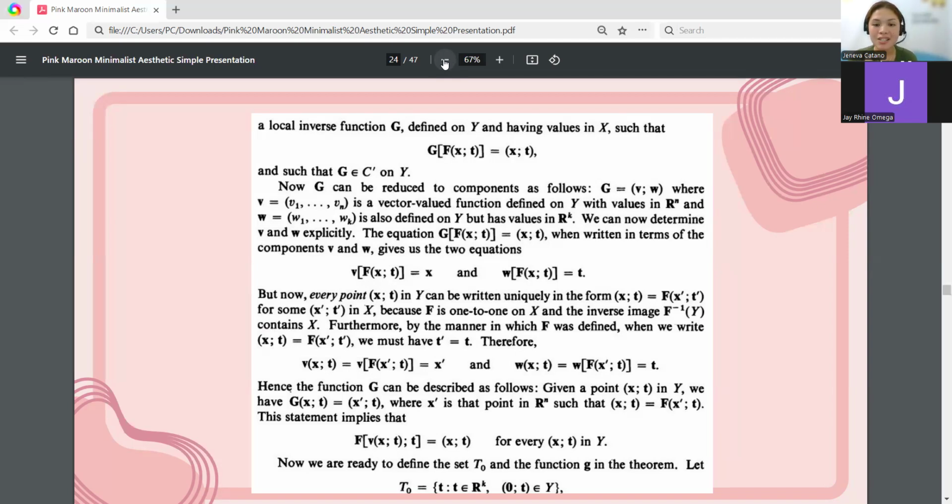Okay, so now we are ready to define the set T₀ and the function g in the theorem. Let T₀ be the set of t such that t belongs to Rᵏ and (0, t) belongs to Y. Okay, please next.